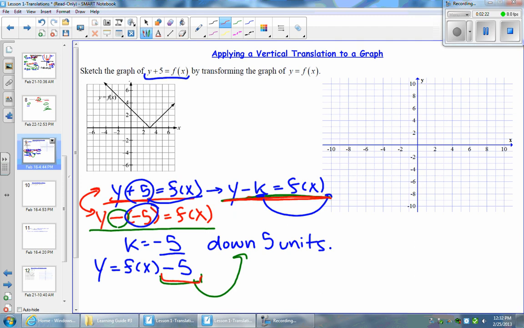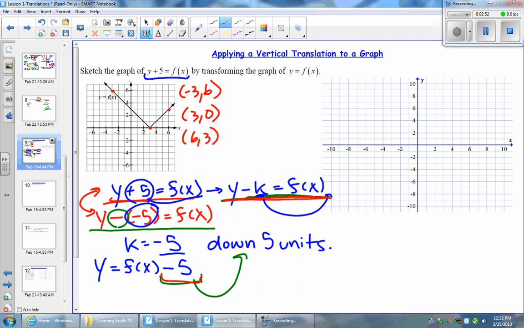All right, so once we identify the transformation, what we want to do is actually perform it. So let's go back to the original graph here. What you want to do is pick out 3 or 4 good points on the graph to help you sketch the transformed function. So I'm going to pick this point right here, which is (-3, 6). And I'm going to pick another point, this one right here, (3, 0). And I'm going to pick a third point, (6, 3).